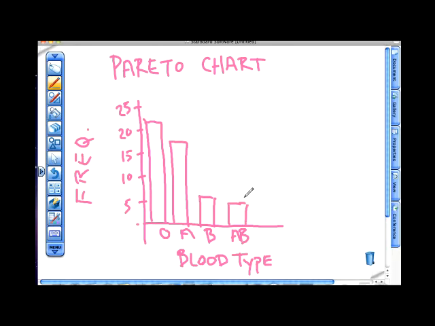Here we go. So it would look something like that. So again, that's a Pareto chart with the bars in order of decreasing magnitude. So you could furthermore extrapolate from this data.